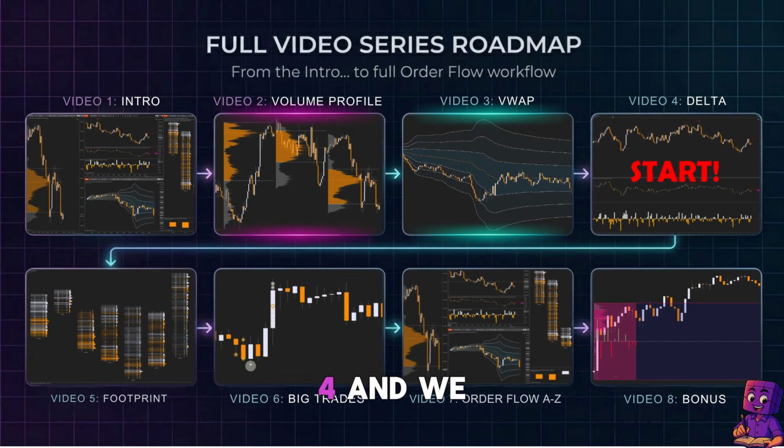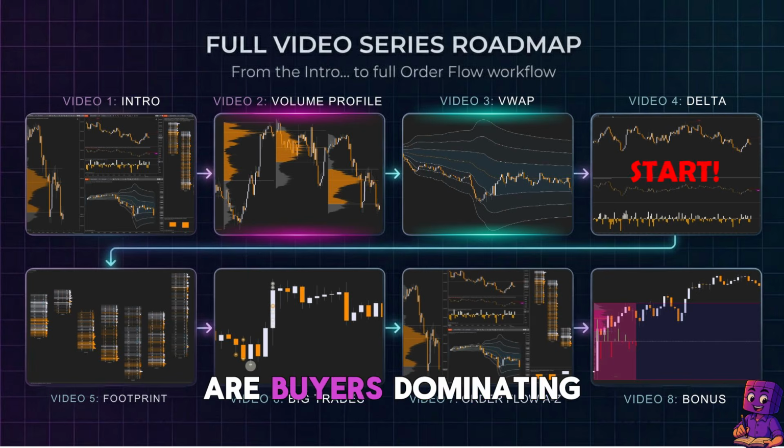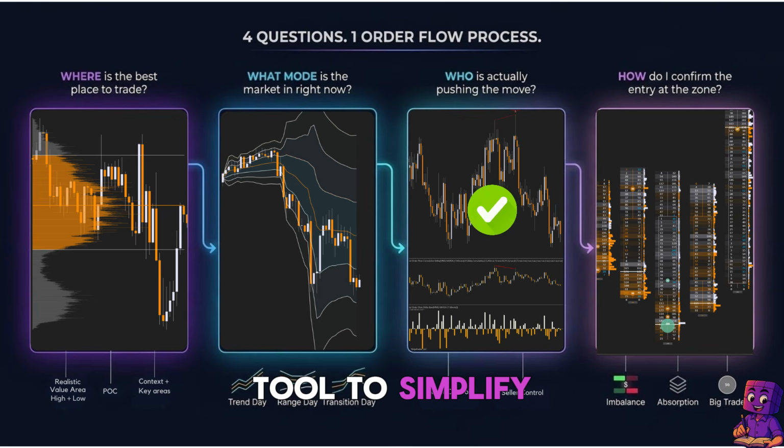Today is episode 4, and we answer question number 3. Who is pushing the move right now? Are buyers dominating or are sellers dominating? And the best tool to simplify this is delta. Delta shows you who is aggressive, who is hitting the market with force.